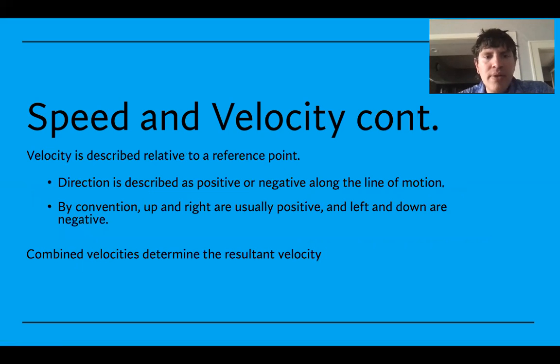Velocity is described relative to a reference point. And again, I went over reference points a little bit with you already. Direction is described as positive or negative along a line of motion. So again, by convention, up and right are usually positive, whereas down or left are negative numbers. We're not going to be messing around with that a whole lot, if at all, today. I'm just trying to give you guys an idea.